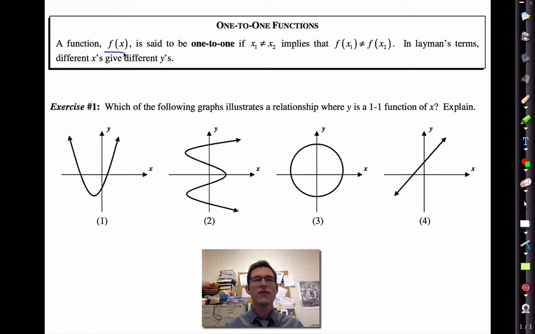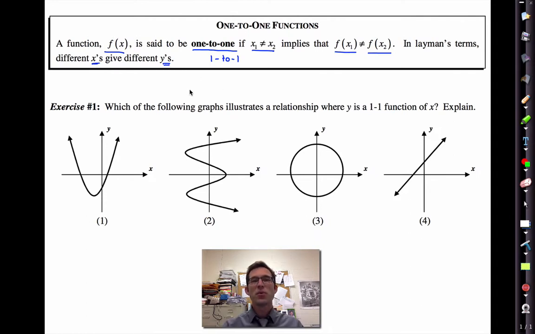A function f of x is said to be one-to-one, sometimes abbreviated like this, 1-1, if x1 not equaling x2 implies that f of x1 doesn't equal f of x2. In layman's terms, different x's give different y's.